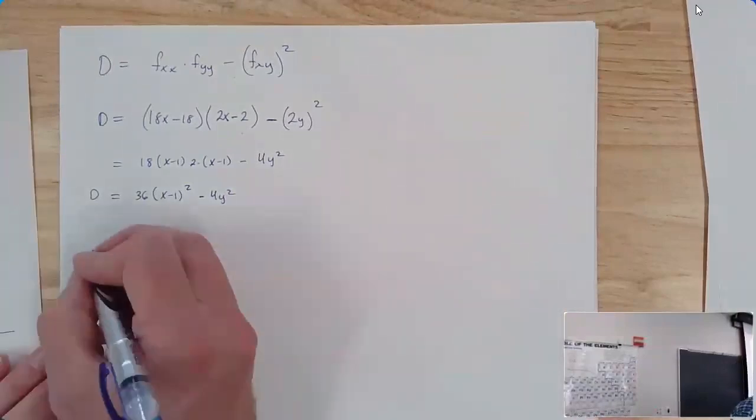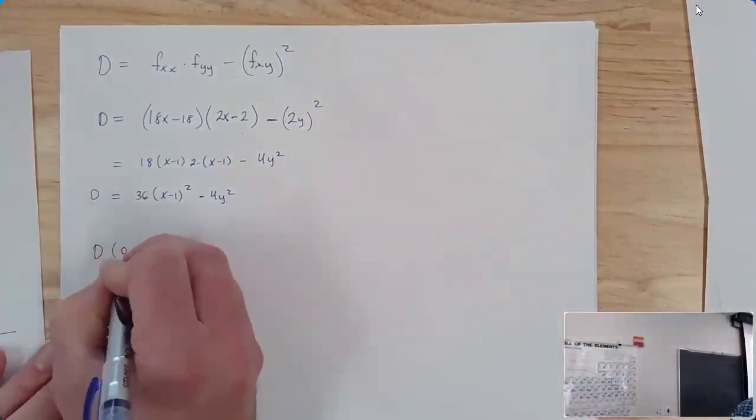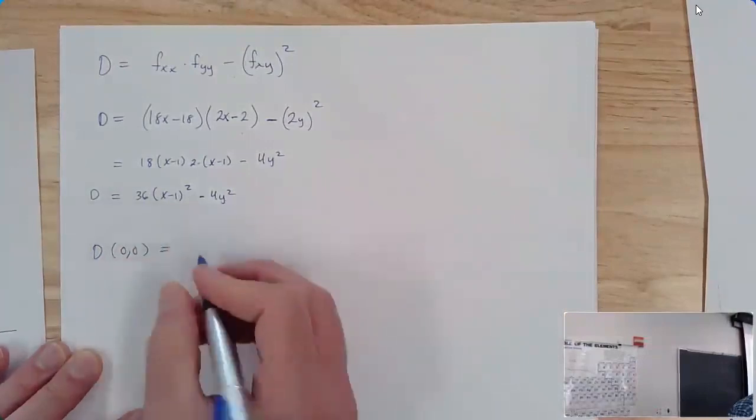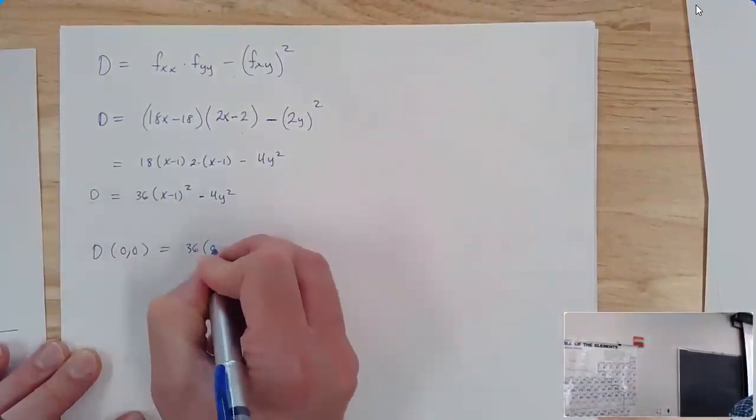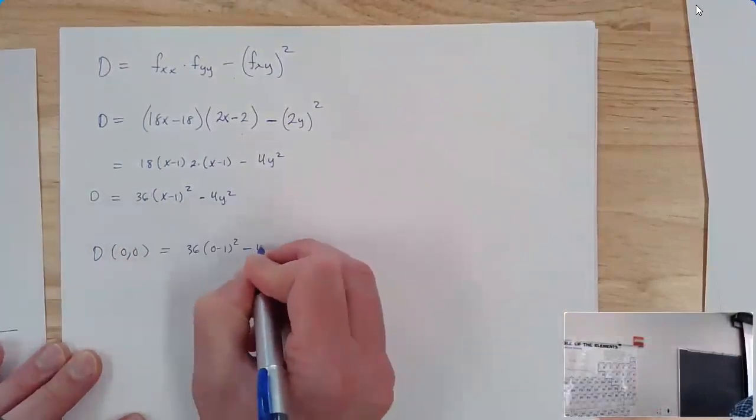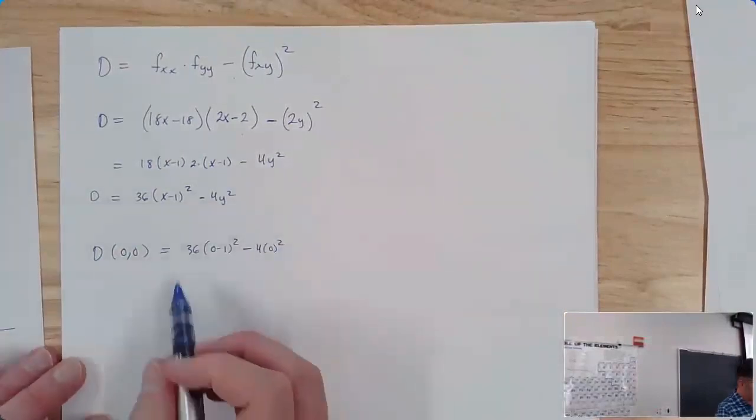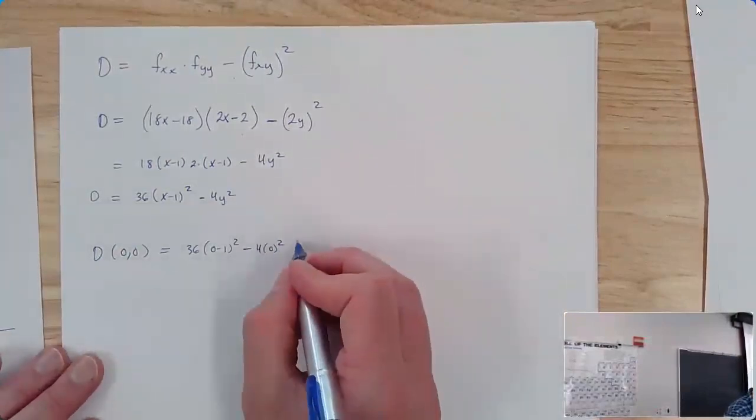So if I'm going to plug in 0, 0, for example, I'm going to get 36 times 0 minus 1 squared, minus 4 times 0 squared. And let's see, 36 times 1 minus 0, that's for sure positive.